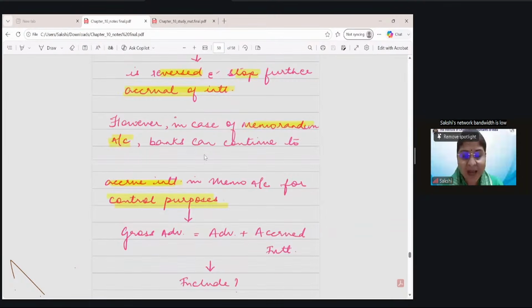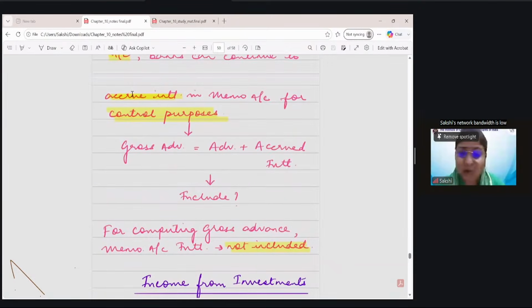So they say for computing the gross advance, the memorandum interest account will not be included because it was a dummy account. This interest is actually not accrued. You were continuing to accrue it as your dummy fictitious account just for control purposes. So it is something internal to the bank. So this interest accrued in the memorandum account, we will not include it for computing the gross advance. Have you understood this point, dear students?